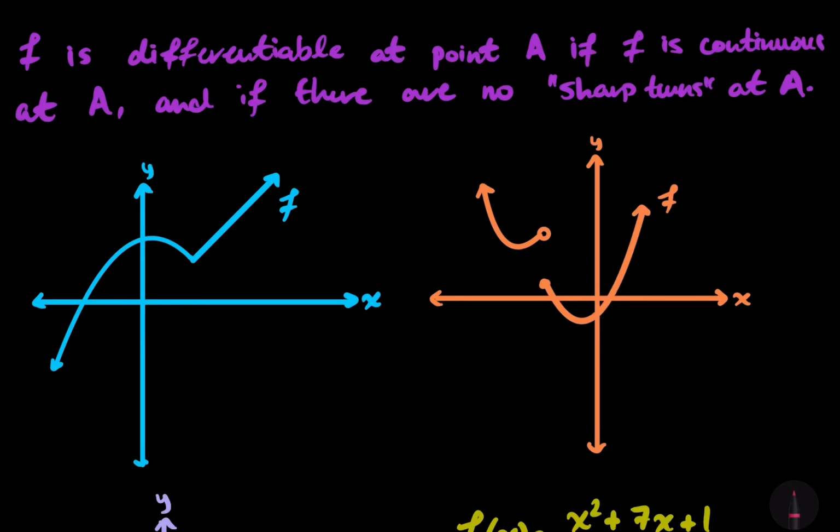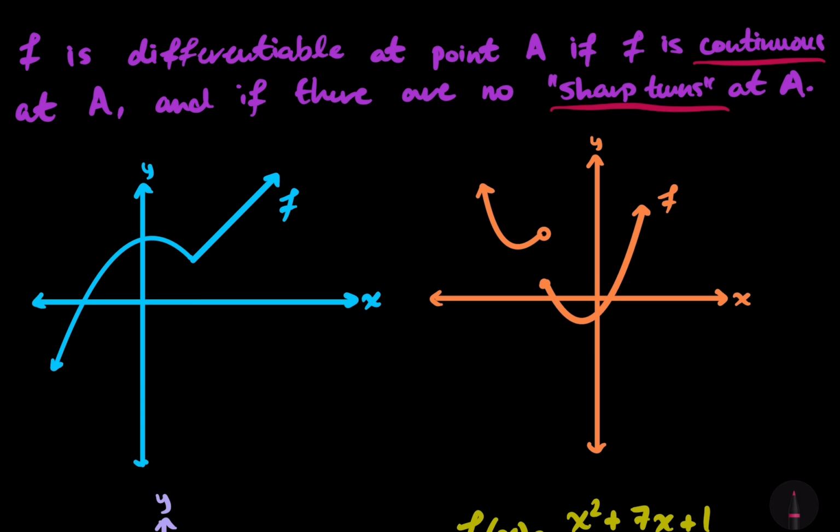So now we're going to take a look at the conditions for differentiability of a function at a particular point. And so we say that f is differentiable at a point A if f is continuous at A and if there are no sharp turns at that given point. And so the conditions for a function to actually be differentiable.